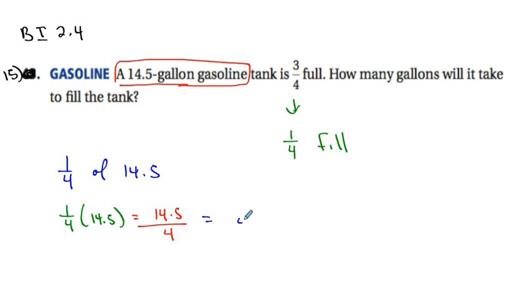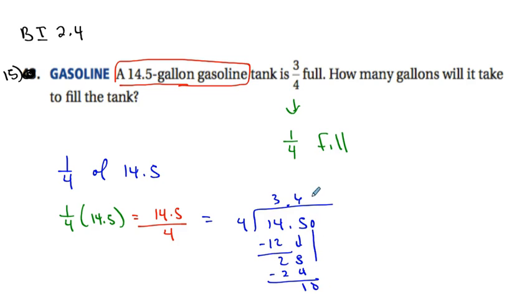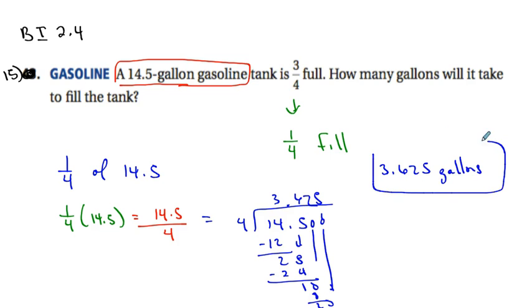And if you do that math there, 4 into 14.5, I'm going to keep my decimal there. 4 goes into 14 3 times. 4 times 3 is 12. Carry the 2. Bring down my 5. 4 times 6 is 24. Subtract. Get 1. 4 times 2 is 8. Carry the 2. Bring it down. And then you have 4 goes into 25 6 times. So 3.625 gallons to fill the tank.